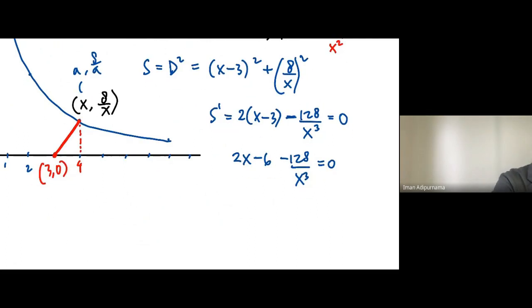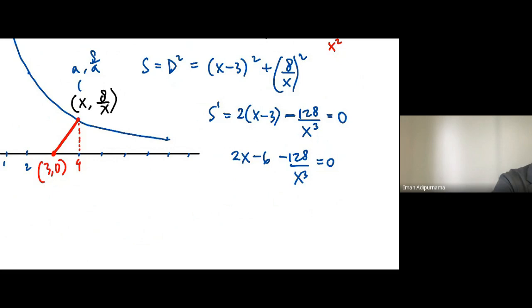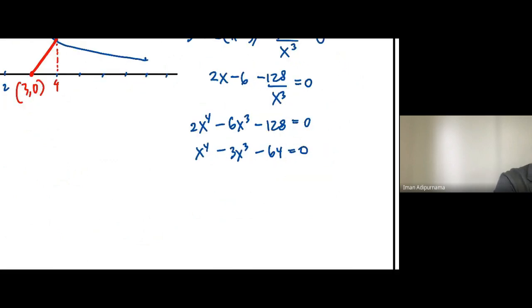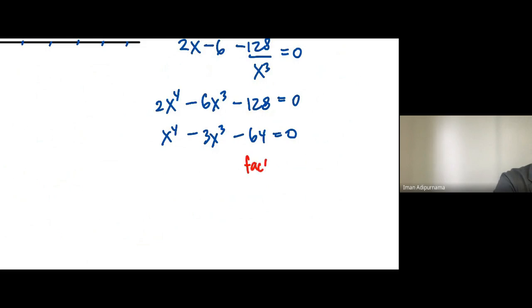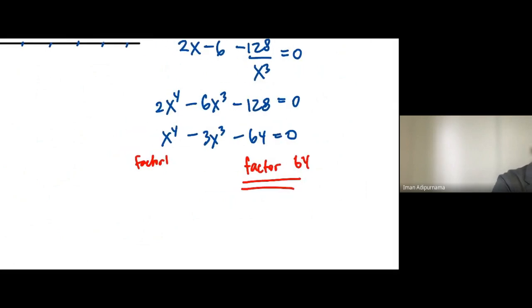Okay, let's solve this a little bit. It will be 2x to the 4th minus 6x cubed minus 128 equals 0. I think we can divide all by 2. And the way we can solve this is to take the factors of 64, okay, and this is the factor of 1, right? So we can just focus on the factors of 64, what kind of solution we can have. 1, 64, 2, 32, 4, 16, and 8, right? So we have 7 kinds of numbers that we can take.